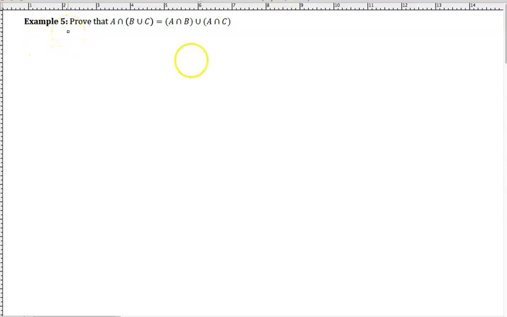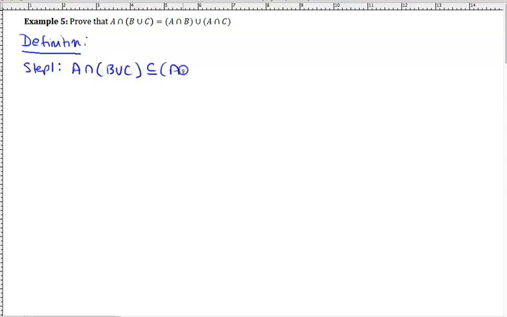Prove that A intersect (B union C) is (A intersect B) union (A intersect C). So this is like the distribution law. All right, so let's do it with the definition first. Okay, that's the hardest one. I'll try to do a few with the definitions so we can sort of see how it goes. So step one is to show that the first expression is a subset of the second expression.